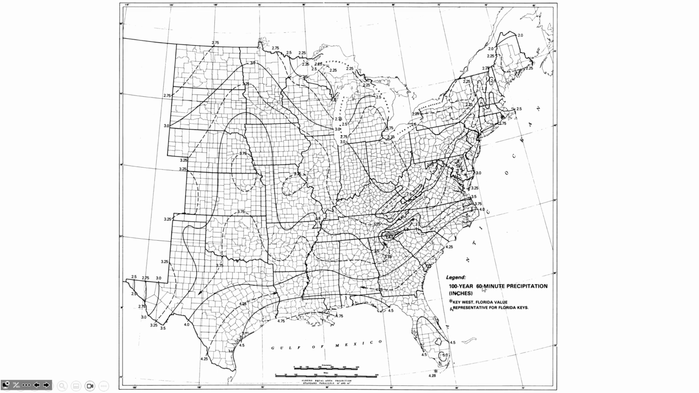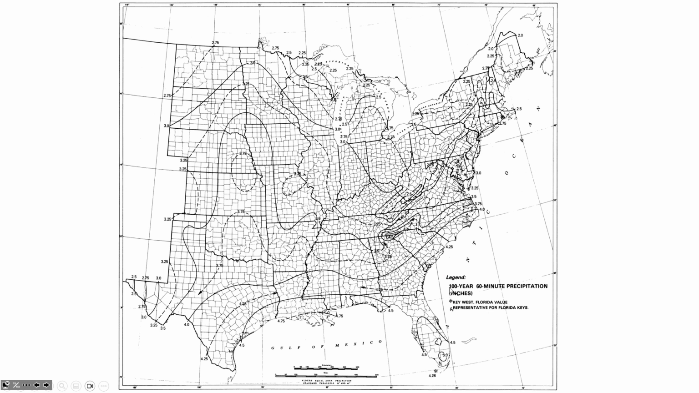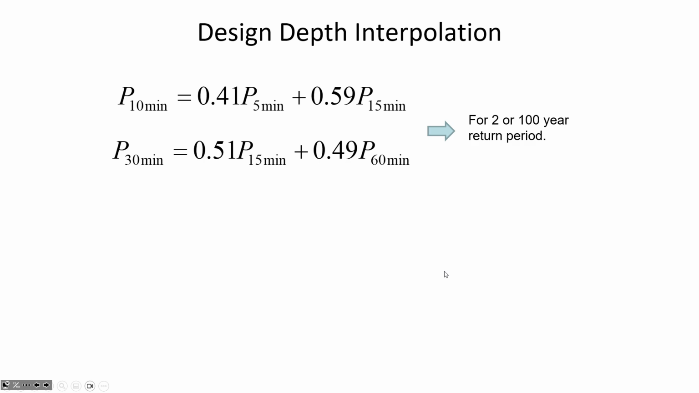Our book has these maps. It's got the 2-year, the 100-year, may also have the 25-year storm. But once you know one of those depths, you can determine the others through extrapolation. So if you know the 5-minute precipitation depth and the 15-minute precipitation depth, then you can use this averaging to determine the 10-minute depth. And also with the 15-minute depth and the 60, you can determine the 30-minute through statistical extrapolation.